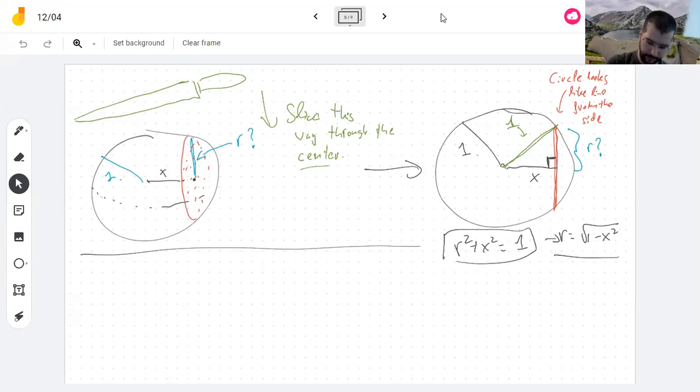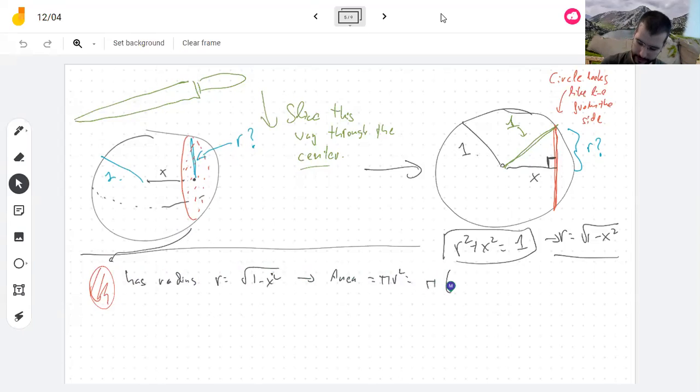So the red circle has radius r equals the square root of 1 minus x squared. The area is pi r squared. So it's pi times the square root of 1 minus x squared, which is the absolute value of r, but r is positive, so it's just r. So that's the area.